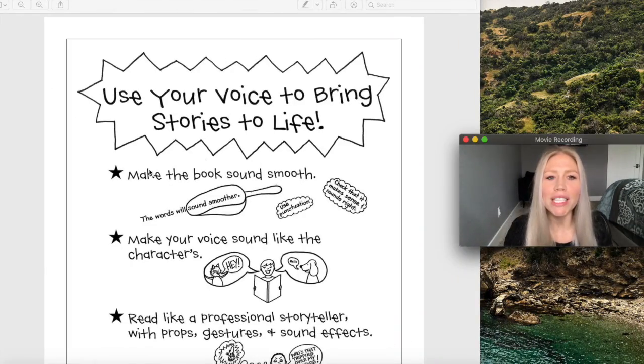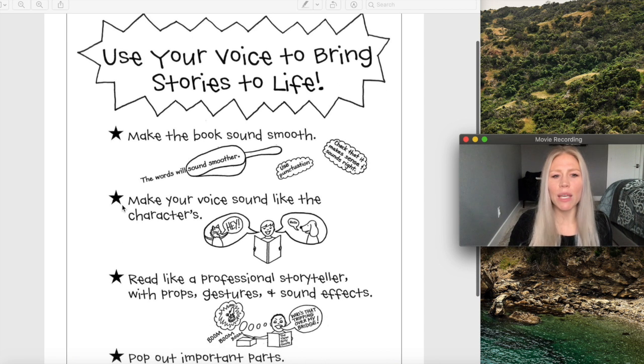So, first, I'm going to go over the chart with you again to remind our brain of what we were practicing last week. All right, so this is the chart I have. Remember, we're using our voice to bring our stories to life. So the first thing that we want to think of is to make the book sound smooth. Our words just sound smooth like we're having a conversation, not slow like this. That's not how we talk. Also, not quick and fast like this, because then whoever we're reading to won't be able to understand. So we're making our voice sound smooth and calm.